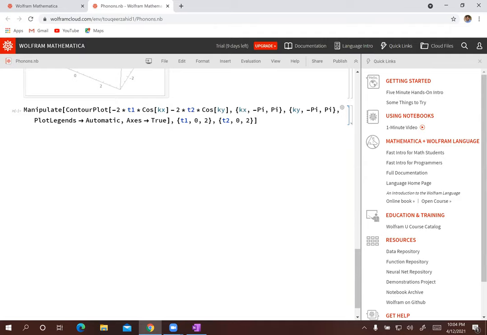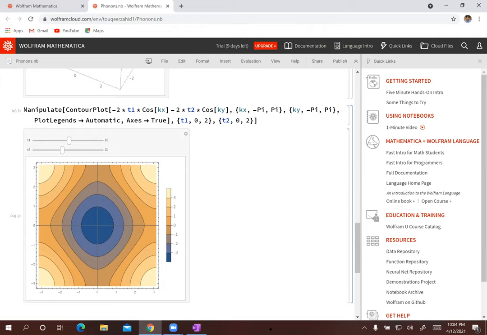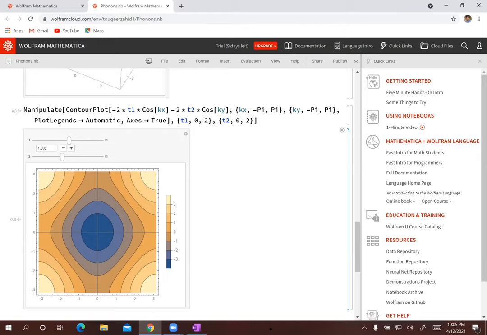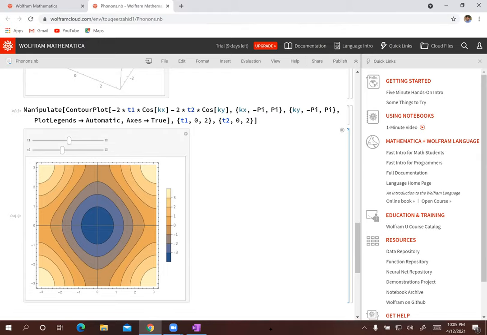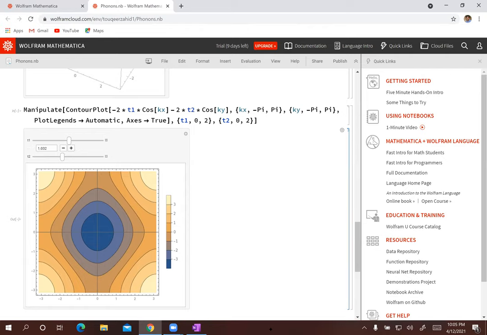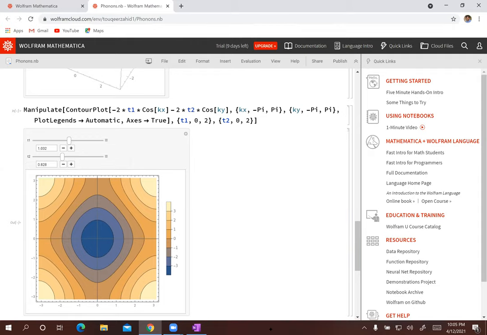Let me see, I'm just trying to change the format of this so that I can increase the font size probably. All right, nevertheless, this is a contour plot. And if you observe this contour plot, these are my values for T1 and T2. If I change these hopping integrals, I will change the plot.